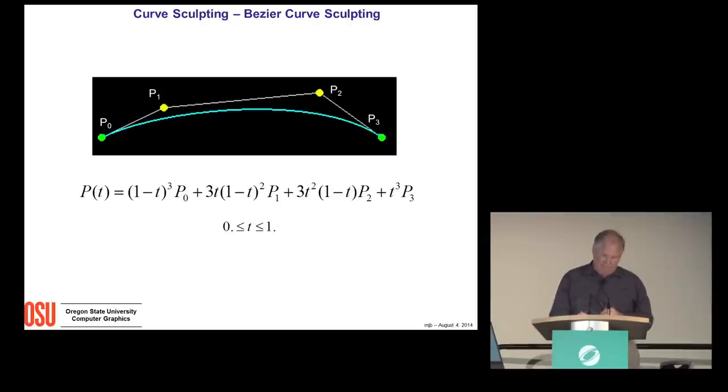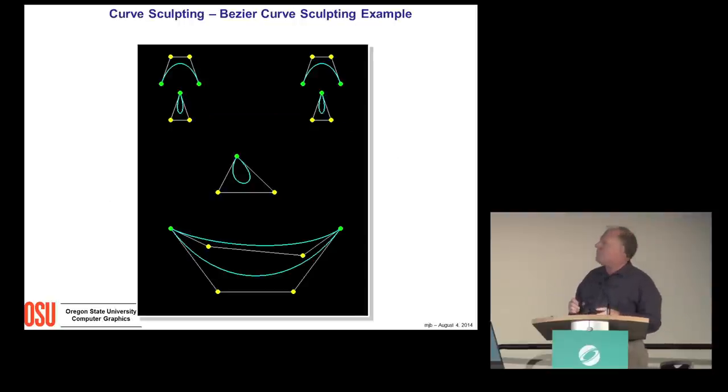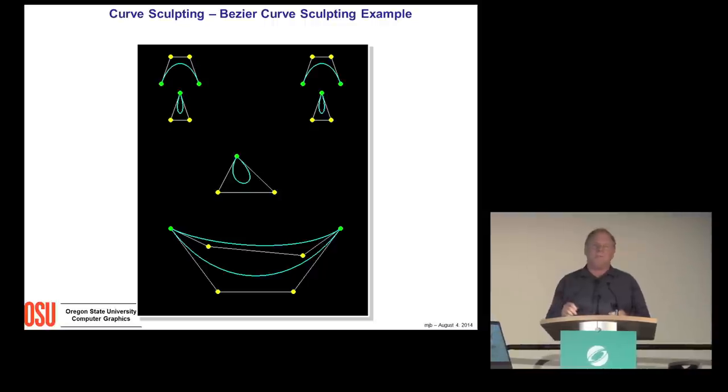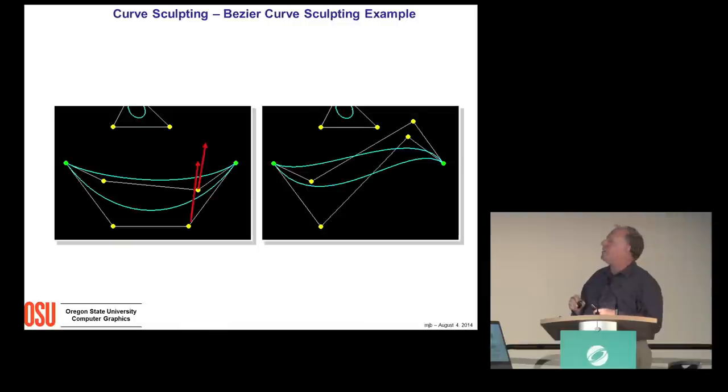Now, I like this. Curves, of course, are fun because you can sculpt them and you can make pictures. So, for instance, the top of the smile is done by these four curves, the bottom of the smile is done by these four curves, and as I push those points around, the curves move with them, and it's very much like sculpting, digital sculpting, okay?